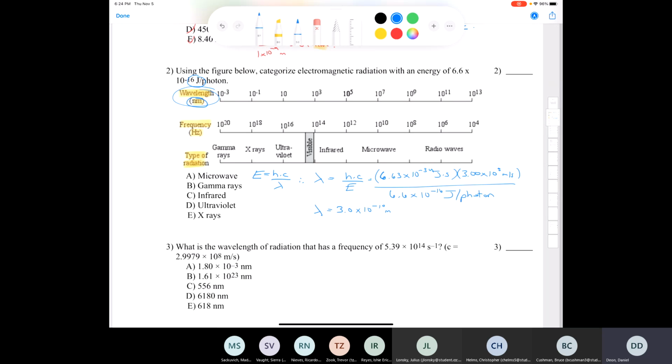But you can see that my scale for my wavelength is nanometers. And we know that in 1 nanometer, we have 1 times 10 to the minus 9 meters. When we work all that out, we see that meters cancel, and we're left with our wavelength in nanometers, which is 3.0 times 10 to the minus 1 nanometers. And so that would fall in this range, which is closest to the X-rays.